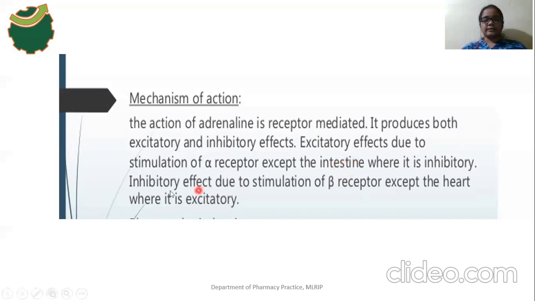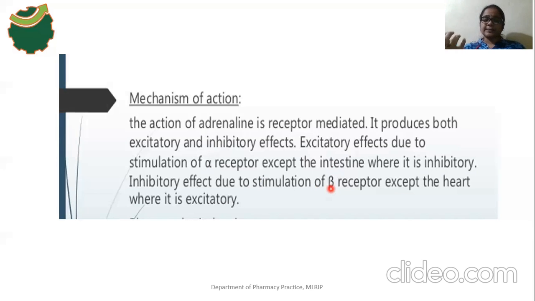Okay, and this adrenaline, if it binds with the beta receptors, what will happen? The inhibitory effect will be produced. Because what is the action of beta 2 receptors on smooth muscles? Relaxant effect. In the last class I discussed the mechanism of action of beta 2 receptors on the smooth muscles. That is, the relaxant effect will be produced.